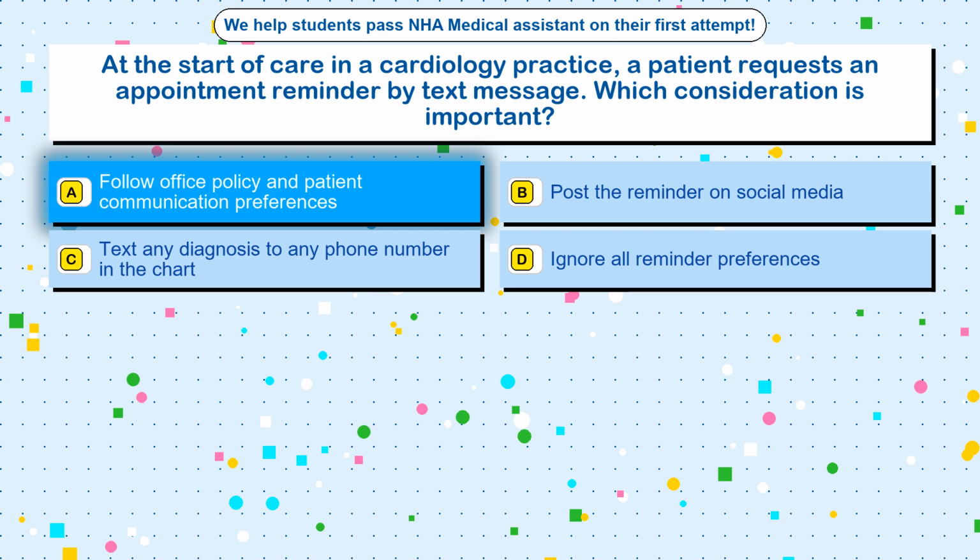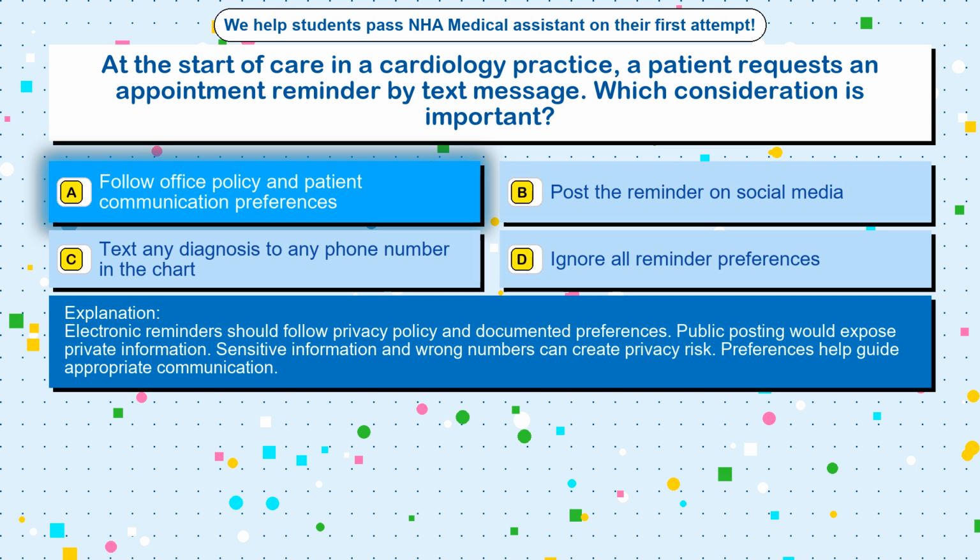The correct answer is option A, follow office policy and patient communication preferences. Electronic reminders should follow privacy policy and documented preferences. Public posting would expose private information. Sensitive information and wrong numbers can create privacy risk. Preferences help guide appropriate communication.